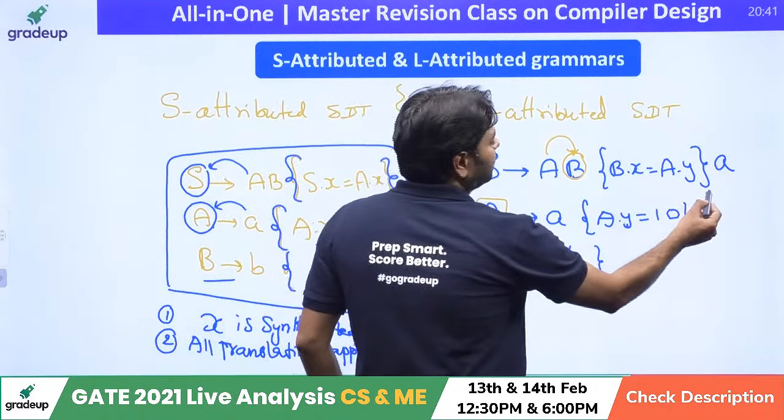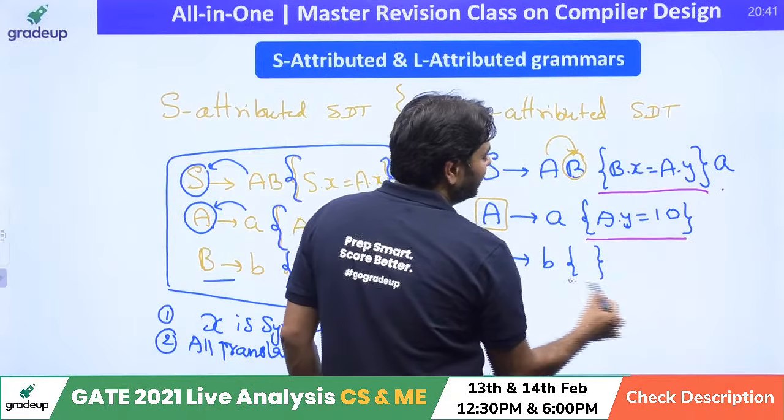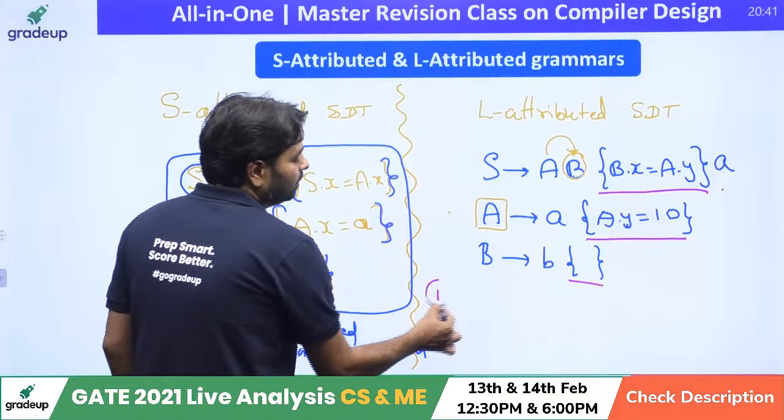Now look at this. Translation is not at the end because A is still there. It is at the end, it is at the end. So translations are not at the end. So what is the first rule?